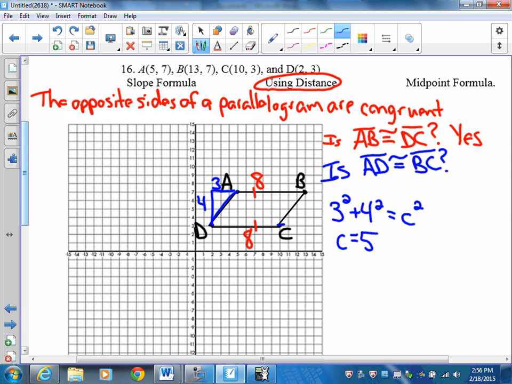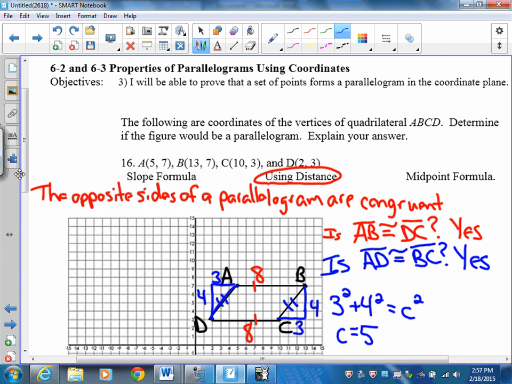Well, let's check out BC and see if we get the same answer. 1, 2, 3, 1, 2, 3, 4. Well, that's 3 squared and 4 squared again, so the opposite sides there are congruent. So the opposite sides of the parallelogram are congruent. So going back to our question, or our statement here, determine if the figure would be a parallelogram, explain your answer.